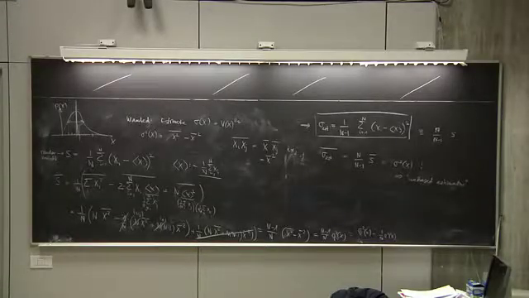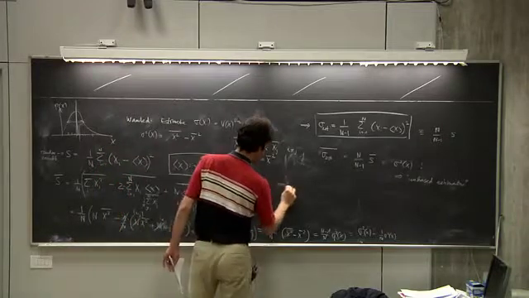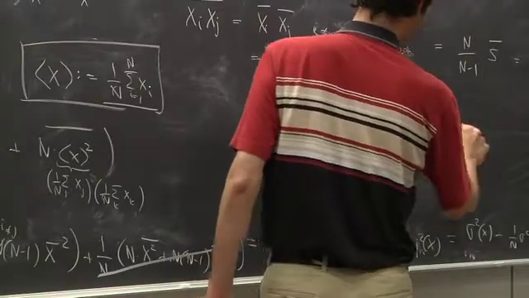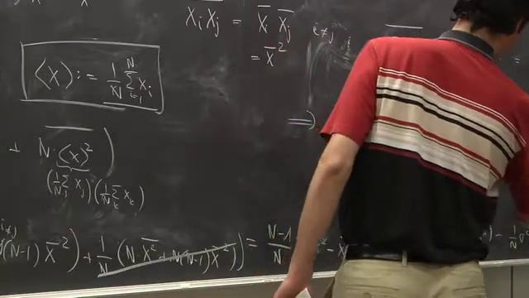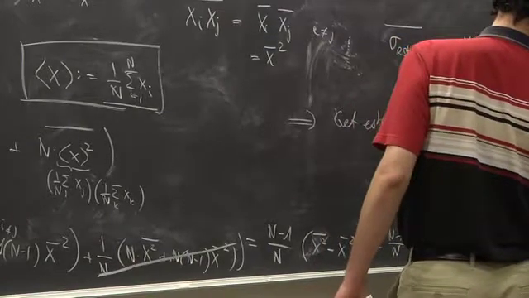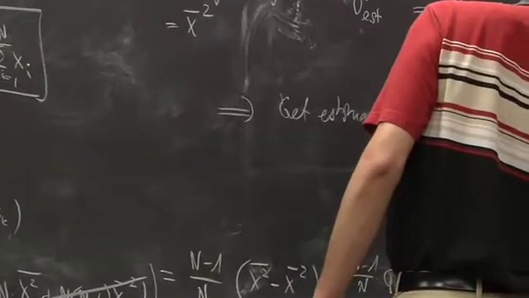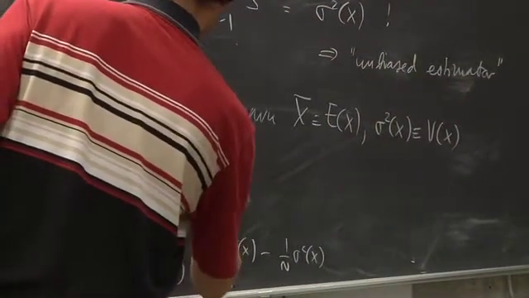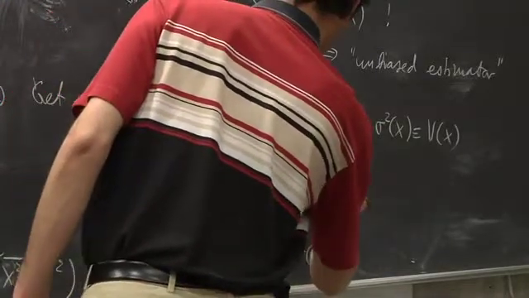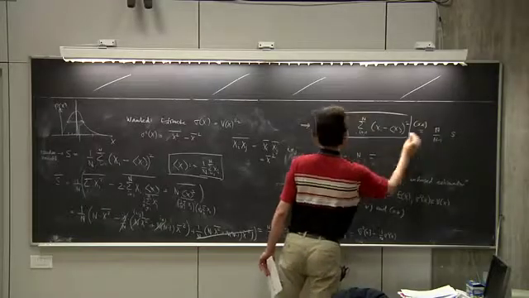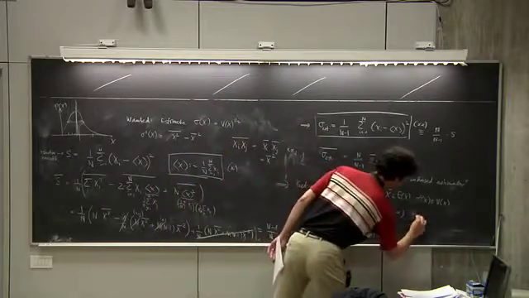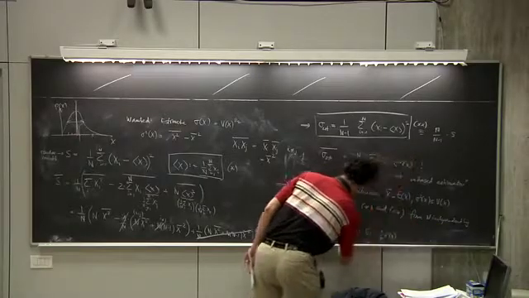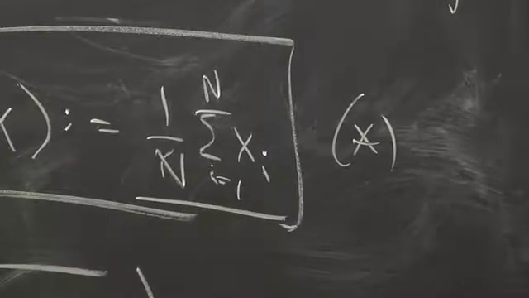Okay. So that's the conclusion, no? We get estimates for the unknown x bar, or expectation value of x, and sigma squared of x, which is the same as the variance of x, by computing these two formulas, right? From n independently sampled variables. Okay.